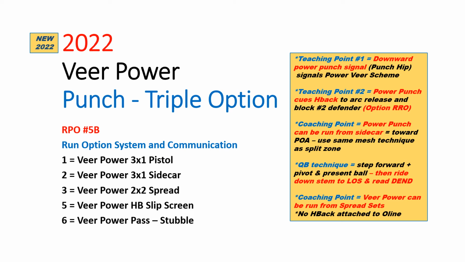I want to talk about our Veer power concept, what we call punch. It's a way to run power gap scheme but incorporate triple option concepts. A couple key teaching points.